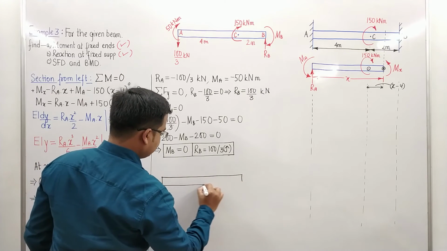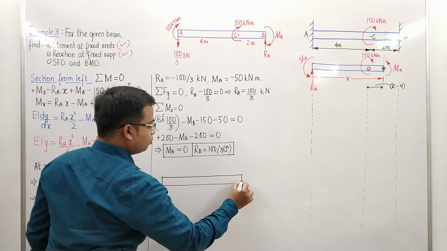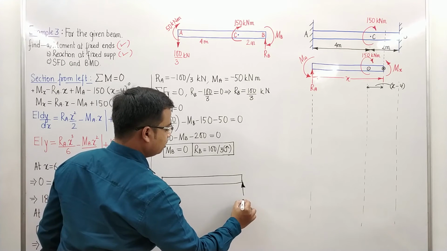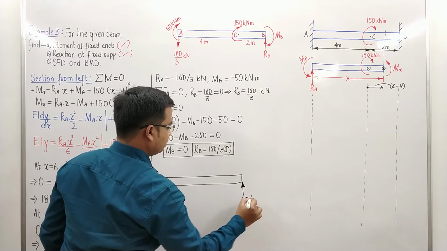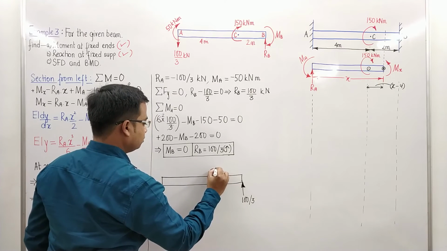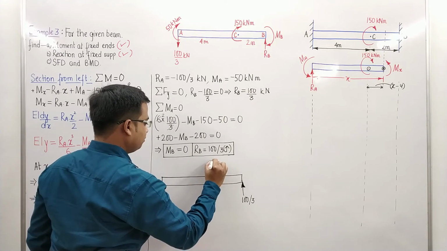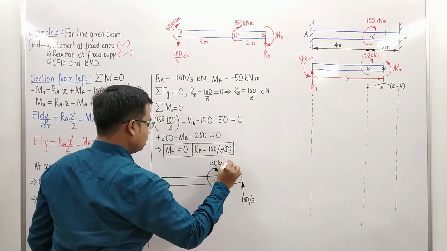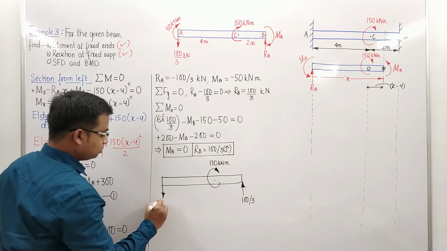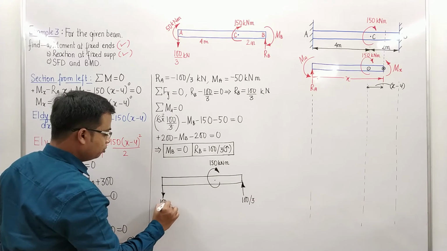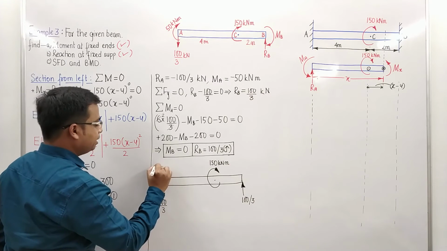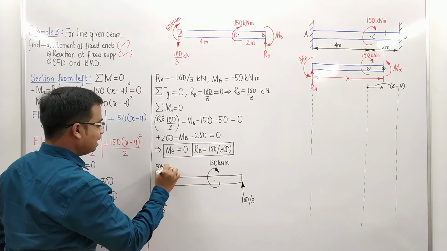So this is the main diagram, guys. Okay, so we've got this RB. RB is how much? This is equal to 100 by 3. 100 by 3, and then we've got a couple acting over here. Magnitude is 150 kNm. Then we've got a force at the fixed support over here. That is again 100 by 3. This is kilonewton, by the way. And then we've got this bending moment in this direction. The magnitude is 50 kNm.